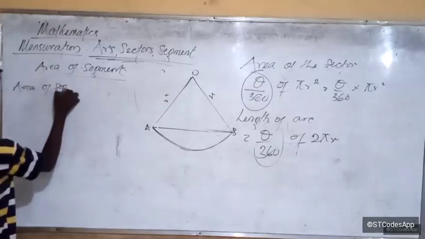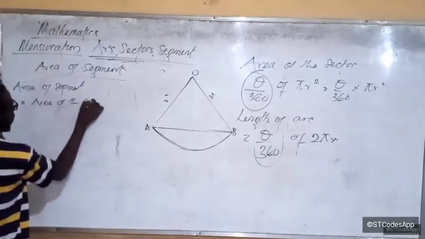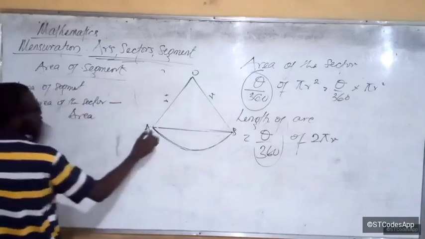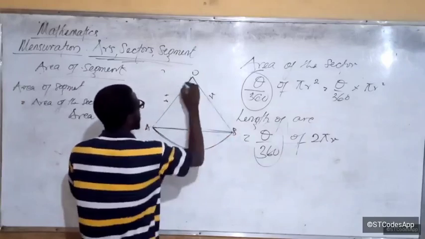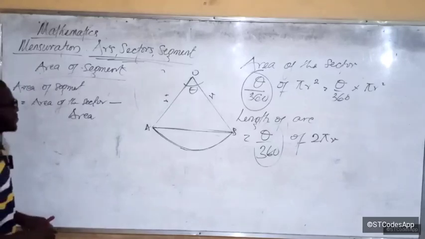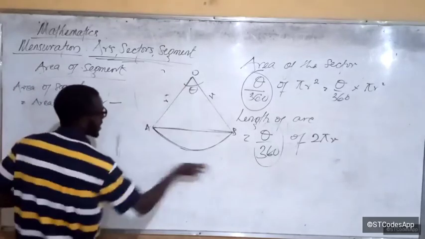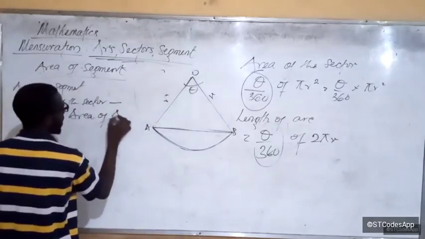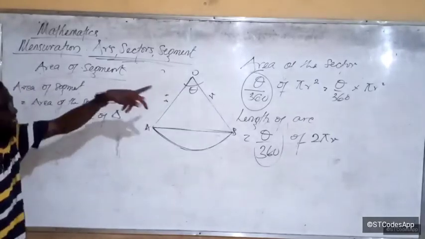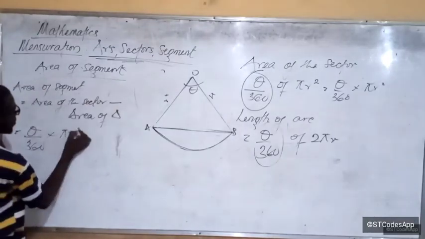So the area of the segment is going to be the area of the sector AOB minus the area of this shape alone. What shape is that? The triangle. Recalling that there is an angle theta there. So we say area of the entire sector minus area of triangle AOB. Do we understand? So now what is the area of the sector? The formula, we said, is theta over 360 times pi r squared.